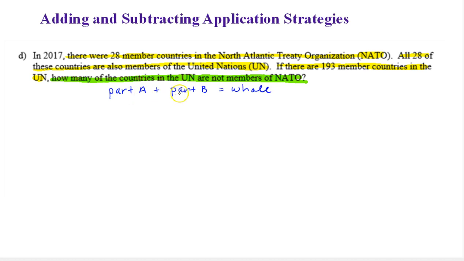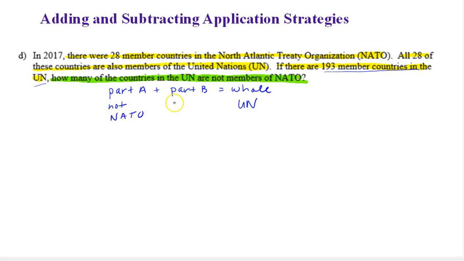So what are the parts? The whole is talking about the 193 member countries in the UN. So this is the UN, and it's broken into two parts. We want to find the part that are not members of NATO. So we'll just call this not NATO.